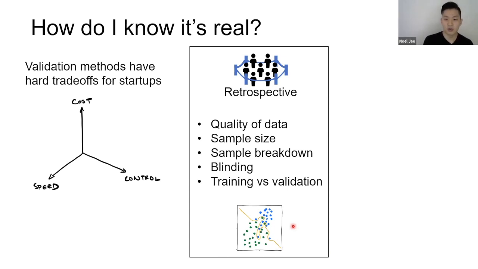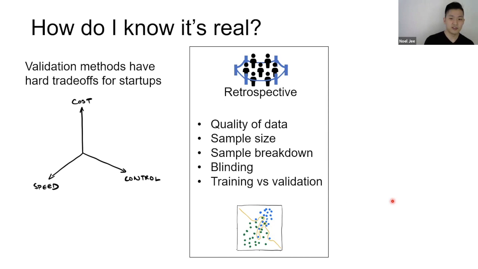here on this slide when companies show retrospective validation of their technology. Like quality of data, sample size, sample breakdown, who's actually in the sample, how do they blind things, and then what was used for training versus validation of their technology. At the end of the day, did they measure what they actually needed?